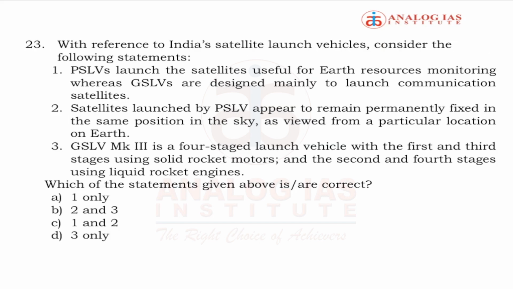With reference to India's satellite launch vehicles, consider the following statements. Number 1, Polar Satellite Launch Vehicle. Please remember, Polar Satellite Launch Vehicle is a 4-stage satellite launch vehicle. First stage is always solid, second is liquid, third is solid, fourth is liquid. PSLV is in general used for launching remote sensing satellites in the low Earth polar sun synchronous orbit, PSSO. And now we have used PSLVs in extended versions, that is XL versions, to launch satellites to the Moon and the Mars orbiter as well.